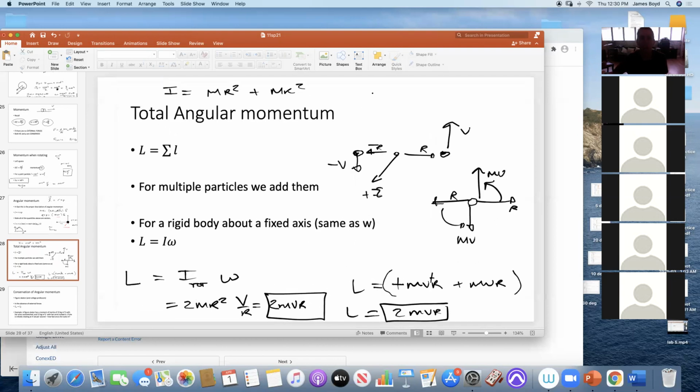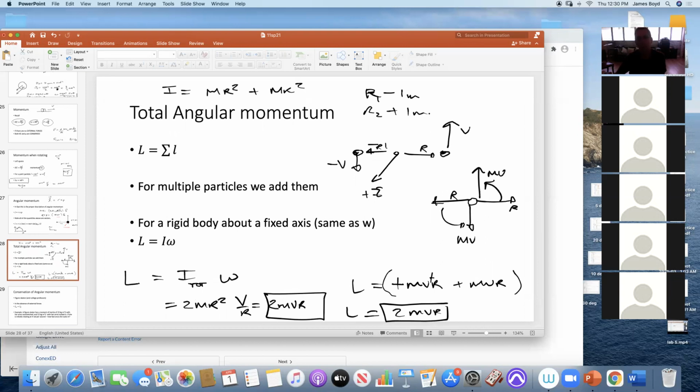All right, let me put it this way. R1 then is negative 1 meter, and R2 is positive 1 meter, right? If you want to do it that way. Although you don't really need to do that, because you could just do it with torque, Lucas, and not even bother giving them signs, right? Does that make sense? Kind of. All right, I'll take your word.